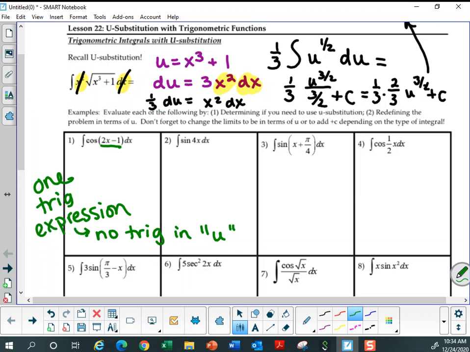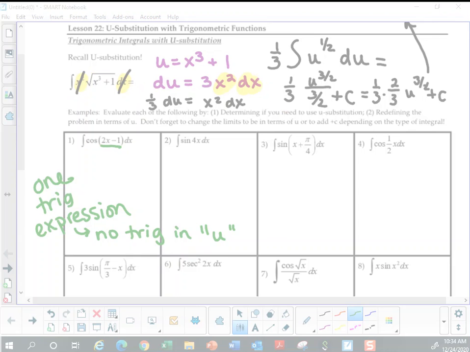grab this little screen capture toolbar here. Oops, can't do that with that over there.